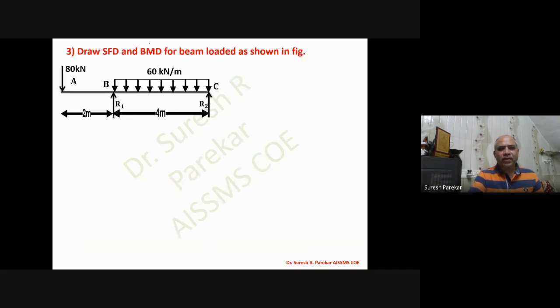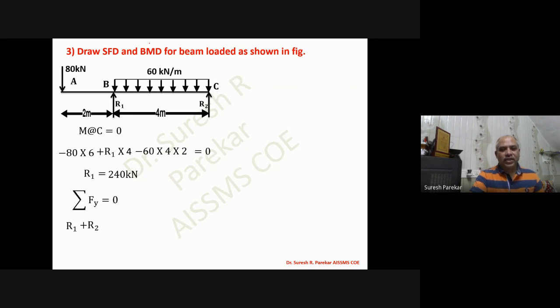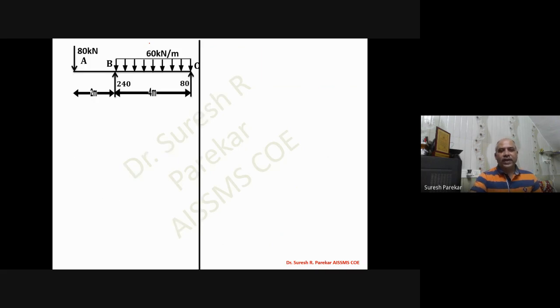Then we have the last problem, that is an 80, 260 kilonewton meter overhang. So moment about C: R1 into 4 minus 60 into 4 into 2 equal to 0, and R1 is 240 kilonewton. And then summation Fy equal to 0: R1 plus R2 minus 60 into 4 minus 80 equal to 0 gives us R2 equal to 80 kilonewton. So we have a total of 320 kilonewton.